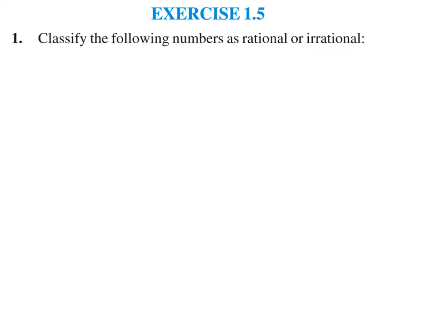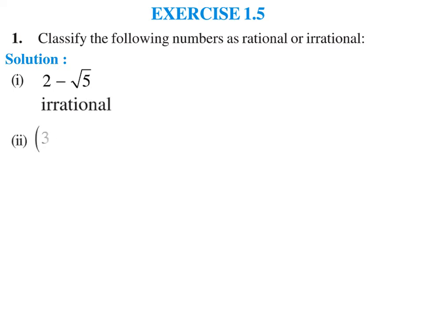So the first question is 2 minus root 5. So what is it? 2 is rational and root 5 is irrational. So we know the property that addition and subtraction of a non-zero rational and an irrational number is always irrational. So this number is also an irrational number.